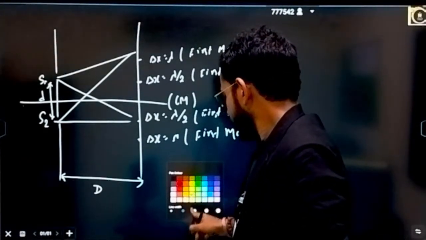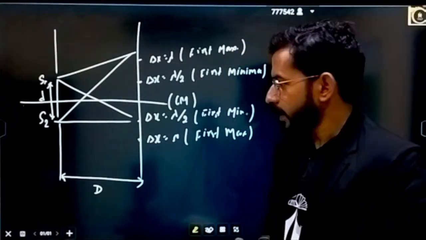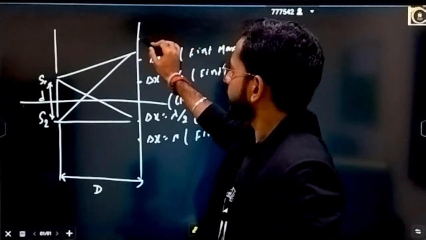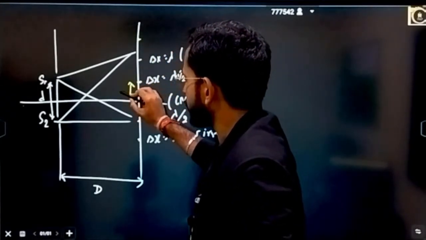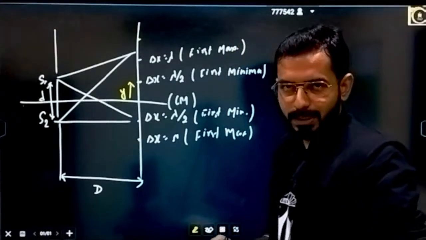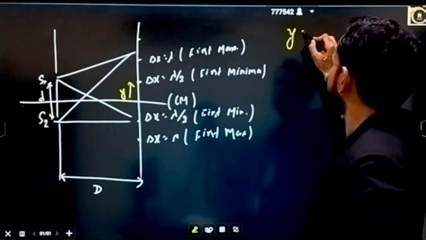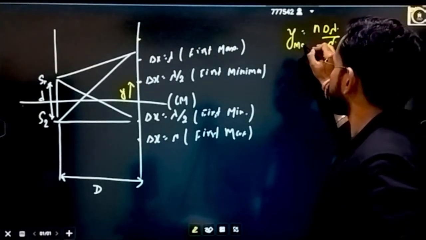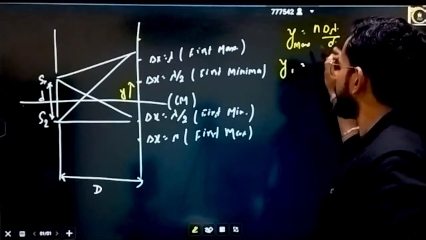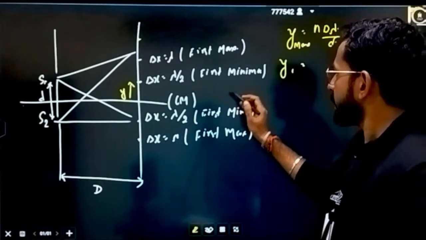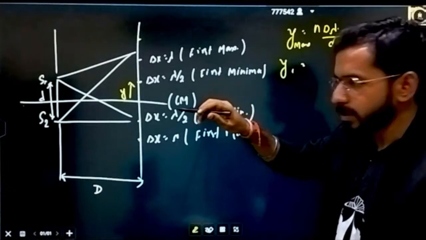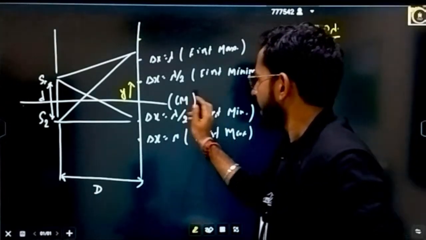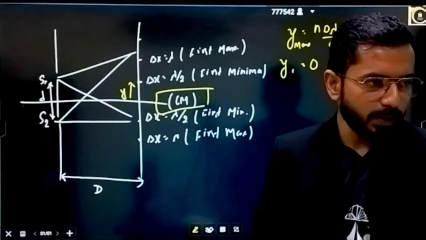Correct? Now see, what I am asking you, tell me, what were the distances we have written? Let's suppose I ask you the distance of first maxima, how have you written it? If you remember, we have written y equals n lambda D by d. This is for the position of maxima. So if I ask you, beta, what is the position of first maxima? You will put n equals 0, and you will get y, the position of the first one, and actually we call it central maxima. It is a point of maxima, correct?